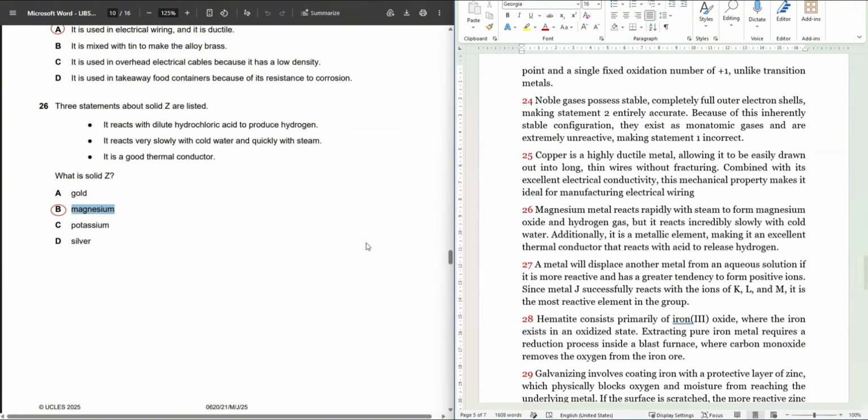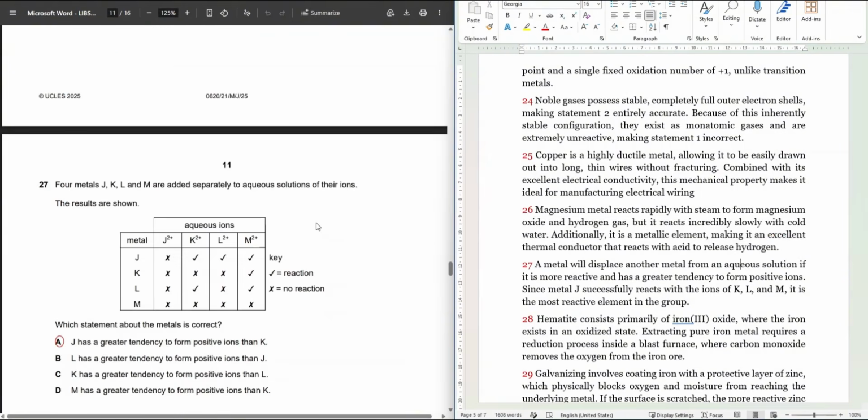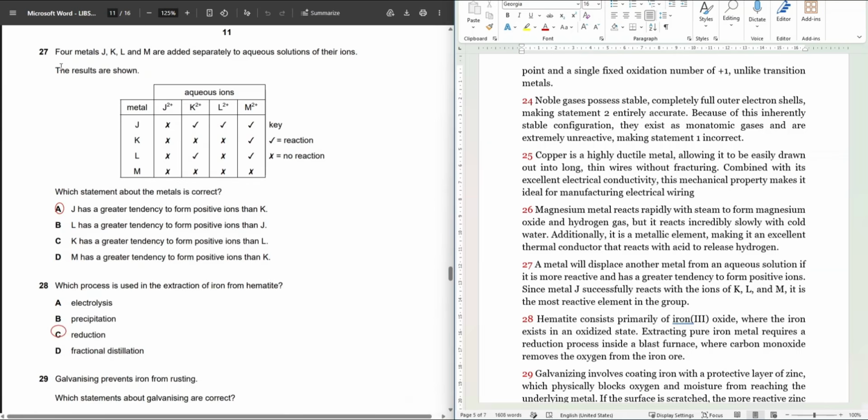All right, let's move on to question number 27. It says four metals J, K, L, and M are added separately to aqueous solutions of their ions. The results are shown. As you can see in the table, we have aqueous ions J 2+, K 2+, L 2+, and M 2+, and the metals J, K, L, M are given, with ticks and crosses. A tick means reaction and a cross means no reaction. So which statement about the metals is correct?